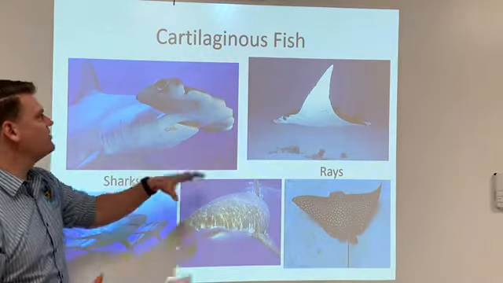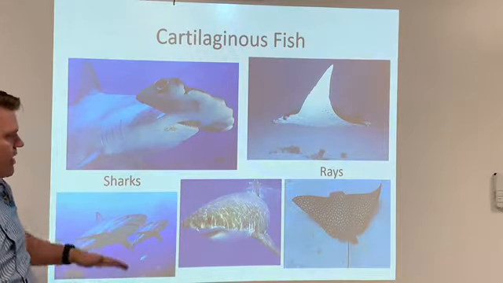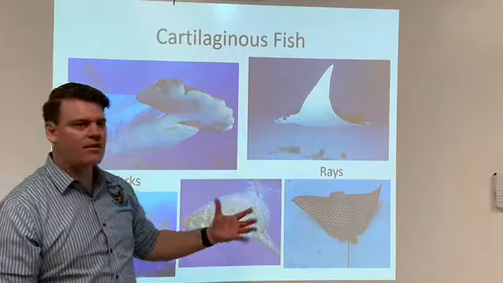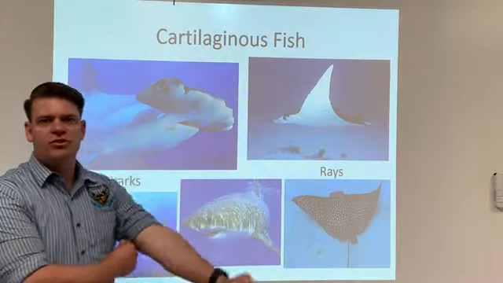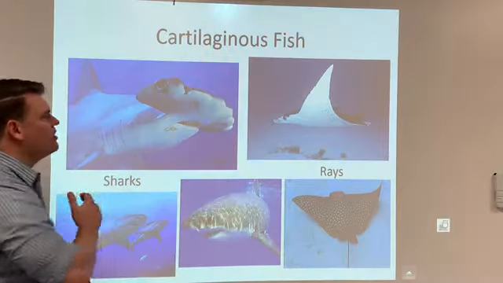So here we have our different cartilaginous fish. We have our sharks, like our hammerhead, our makos, our great whites, and then we have our rays, which also includes those big manta rays that you've probably seen as well.